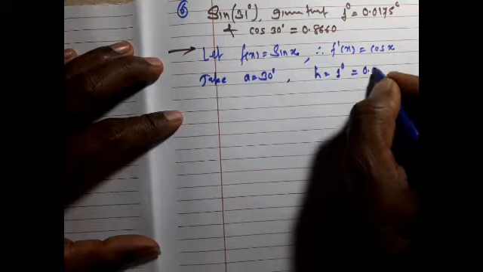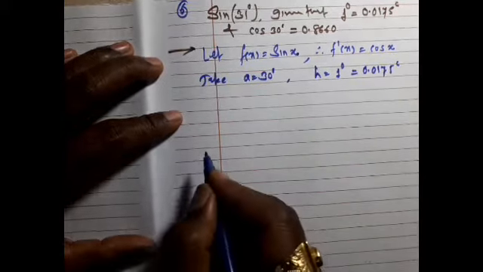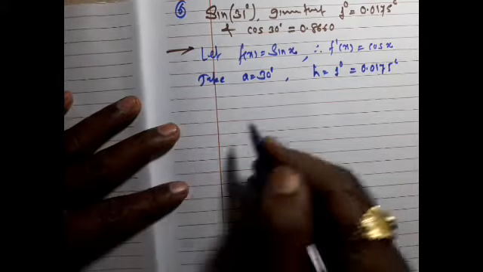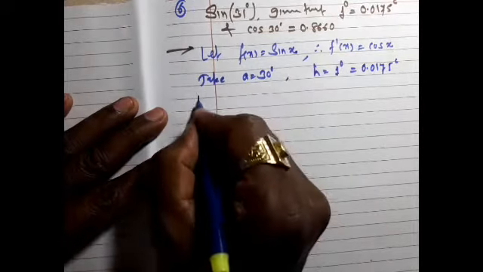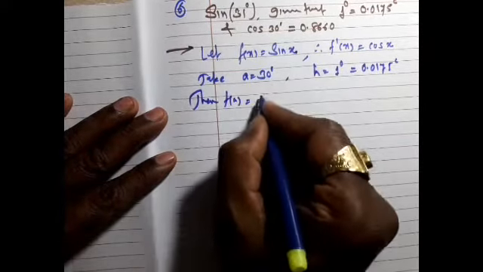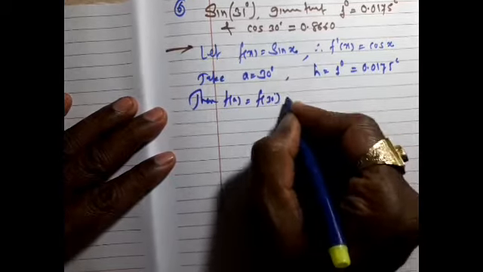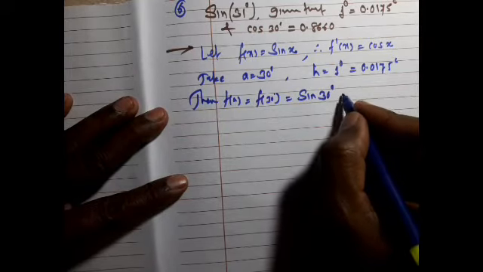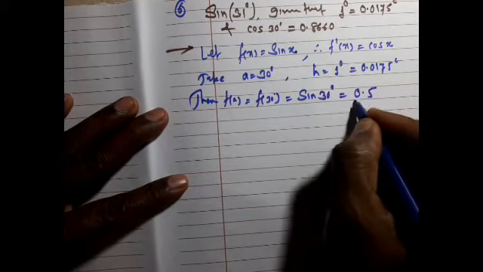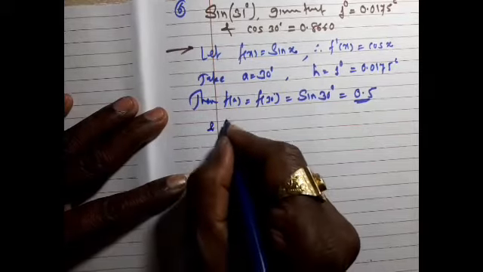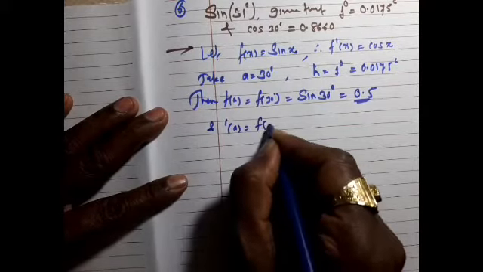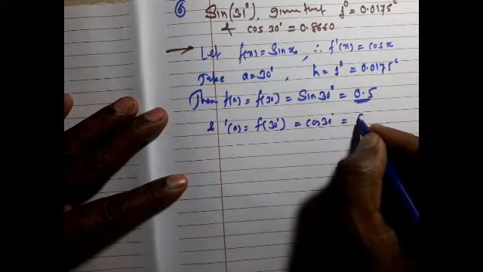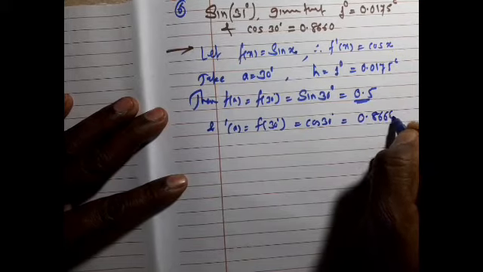That is nothing but 0.0175 radian. And to find a derivative, the angle must be in radian. That's why we convert into the radian. Then f of A, that is f of 30 degrees, is nothing but sine 30 degrees, and that is 0.5, that is 1 upon 2. And f dash A, that is f dash of 30 degrees, is cos 30 degrees, that is 0.8660.